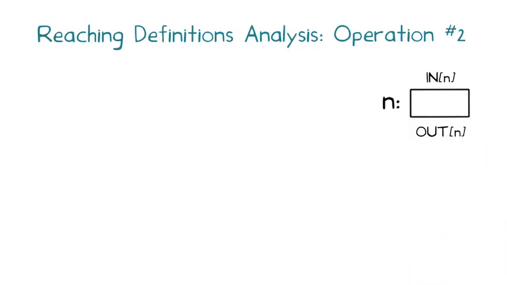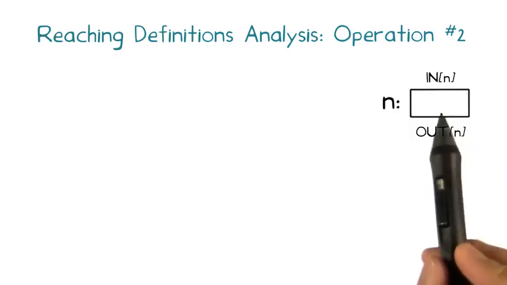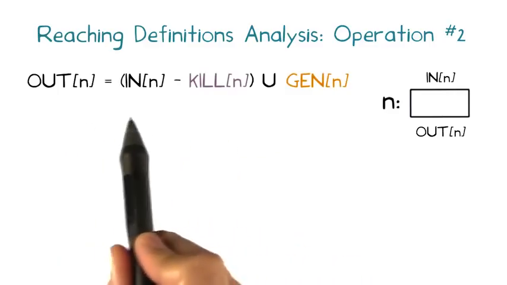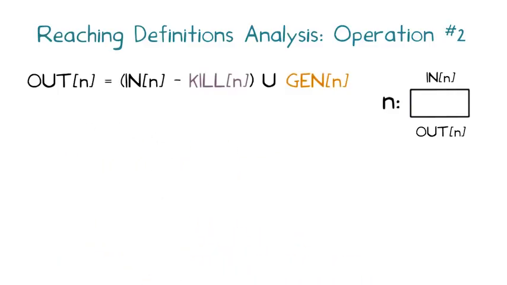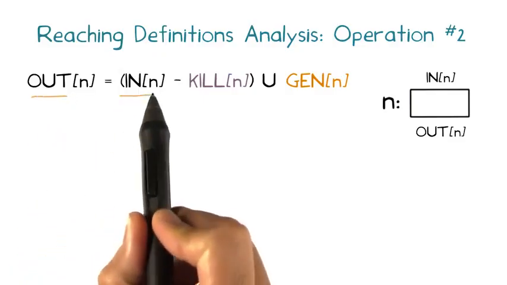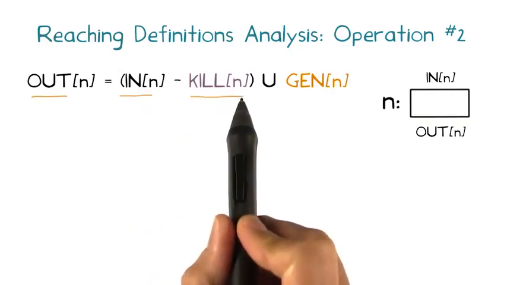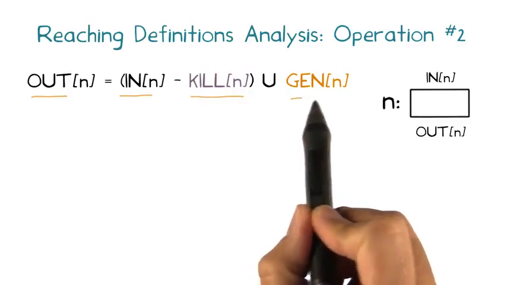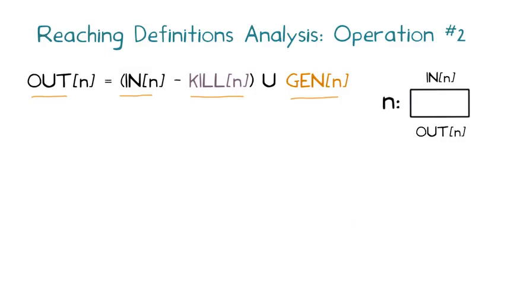Unlike the previous operation that we just saw, this operation depends on the statement that occurs at the node we are looking at. We'll first state this operation in its general form, and then we'll show specific instances of it corresponding to each kind of primitive statement in the while language. The general form of this operation states that the set of facts at the exit of node n is equal to the set of facts at the entry of node n minus any definitions that are overwritten by node n unioned with any definitions that are generated by node n. We call these sets of definitions the kill set and the gen set respectively.